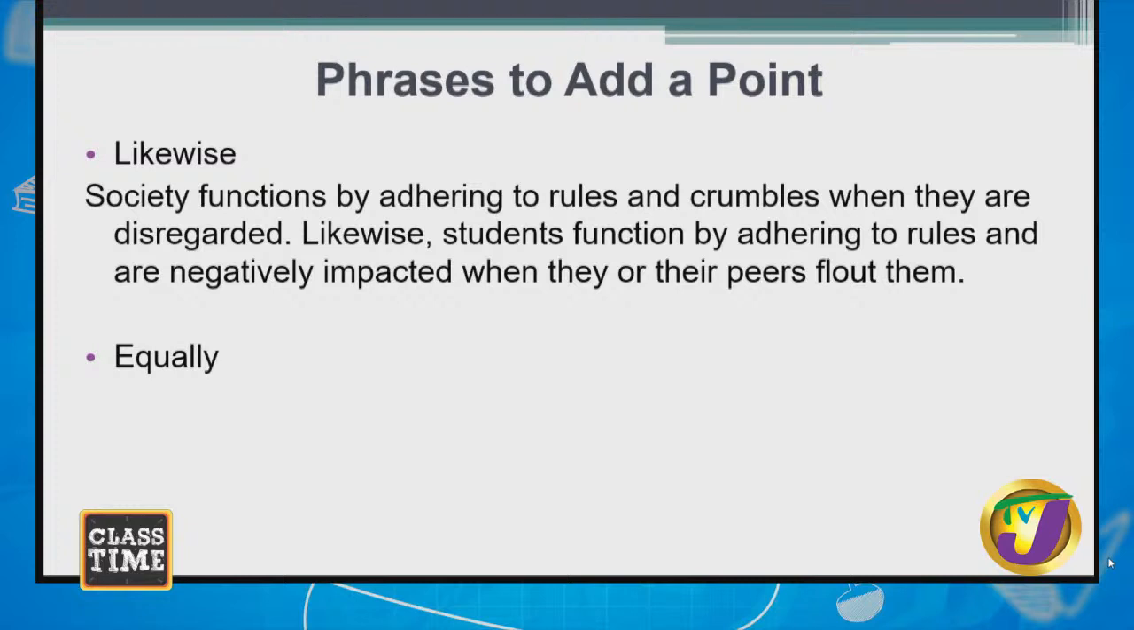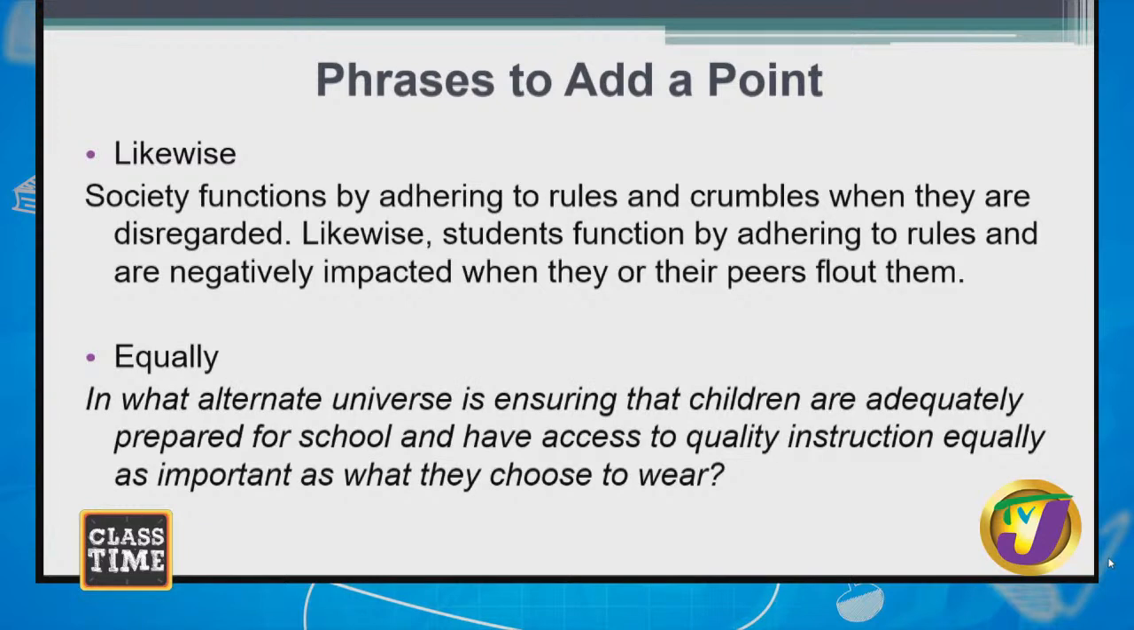Let's look at equally now. How can you use equally to add a point? In what alternate universe is ensuring that children are adequately prepared for school and have access to quality instruction equally as important as what they choose to wear? So your idea is, why are we making such a big deal over wearing uniforms? Because isn't the more important thing that they are ready for school, they're prepared for school, and they have actual access to the teaching learning process?